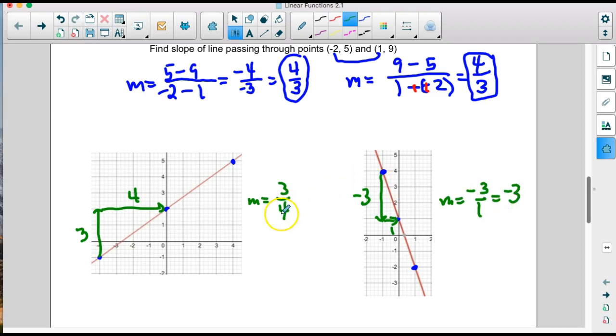We can divide that. This one we don't reduce. This one we can reduce. Okay, so that's the slope of the function.